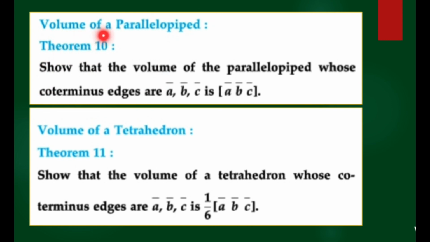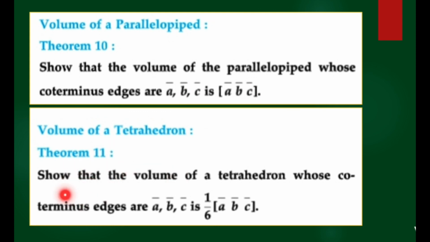So the theorem on volume of parallelepiped is: show that the volume of a parallelepiped whose coterminous edges are vector A, vector B, vector C is box product A bar, B bar, C bar. That means when we have to find the volume of a parallelepiped and the coterminous edges are given in the form of vectors, we can find their scalar triple product, that is box product, which is the volume of that parallelepiped. Next is volume of tetrahedron.